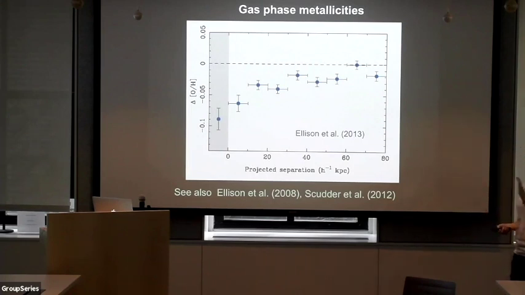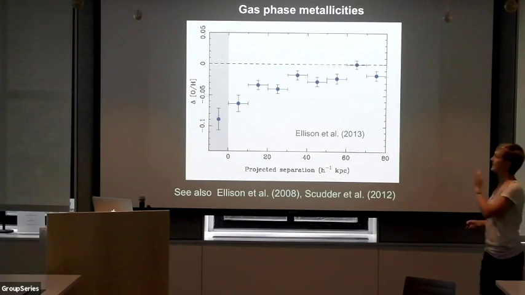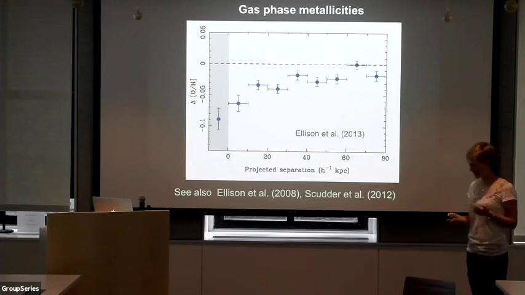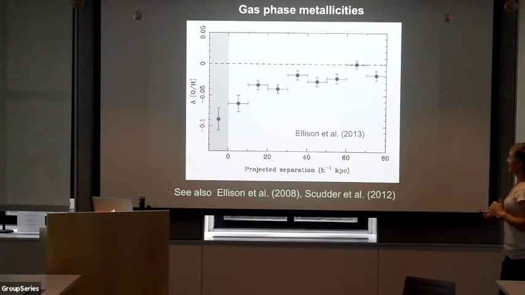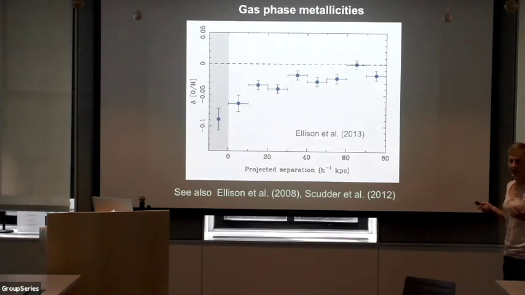So again, using the Sloan fiber spectroscopy, which is probing the inner few kpc of the galaxy, we can measure the gas phase oxygen abundance to test this prediction. And it seems to follow what we expect from the simulations, which is that we have diluted metallicity. So now we have a negative offset. The metallicities are lower than in the control sample. And again, this seems to be linked to the proximity of the galaxy pairs.